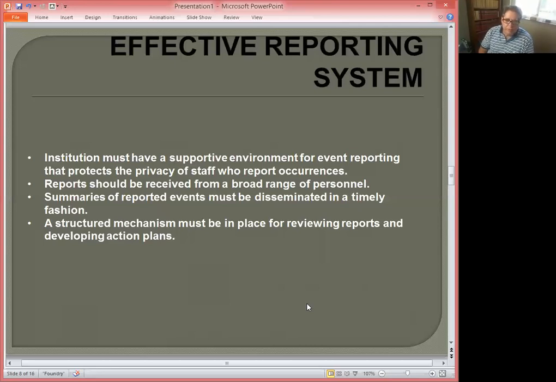Everybody should be encouraged to report any incidents or anything that they think could cause errors, near misses, things along those natures. They must be reported in a timely fashion. And last, a structured mechanism must be in place for reviewing those reports and developing an action plan. This is a hint: this should be something that is included in your safety plan. You must let us know who would be responsible for the review and how the information will be disseminated to your patient safety board.